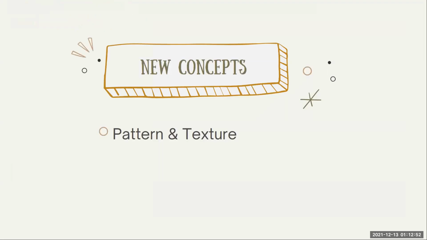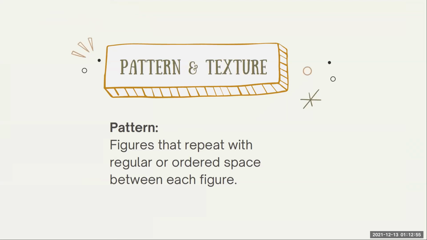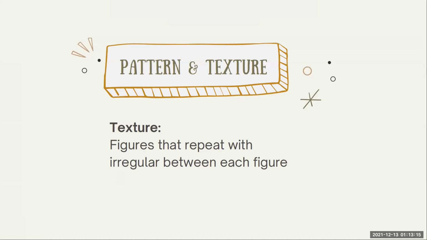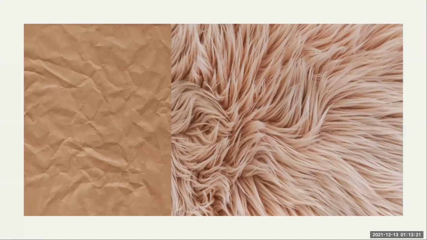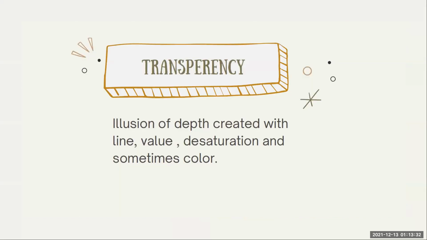Some new concepts: pattern and texture. So patterns are figures that repeat with regular or ordered space between each figure. Some geometric patterns are probably the best example that I could think of to really articulate that regular orderedness that pattern encompasses. Now, textures are a little bit different. They are figures that repeat with irregular space between each figure. So there's some irregularity. So often things don't repeat, and this could be an actual texture, implied texture, or constructed texture, a texture you make up in your head.